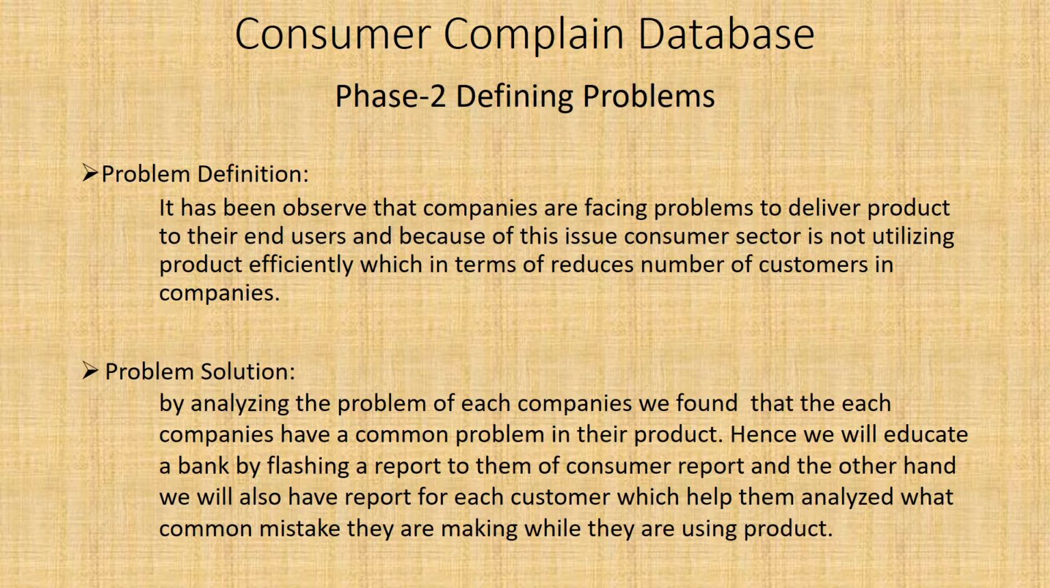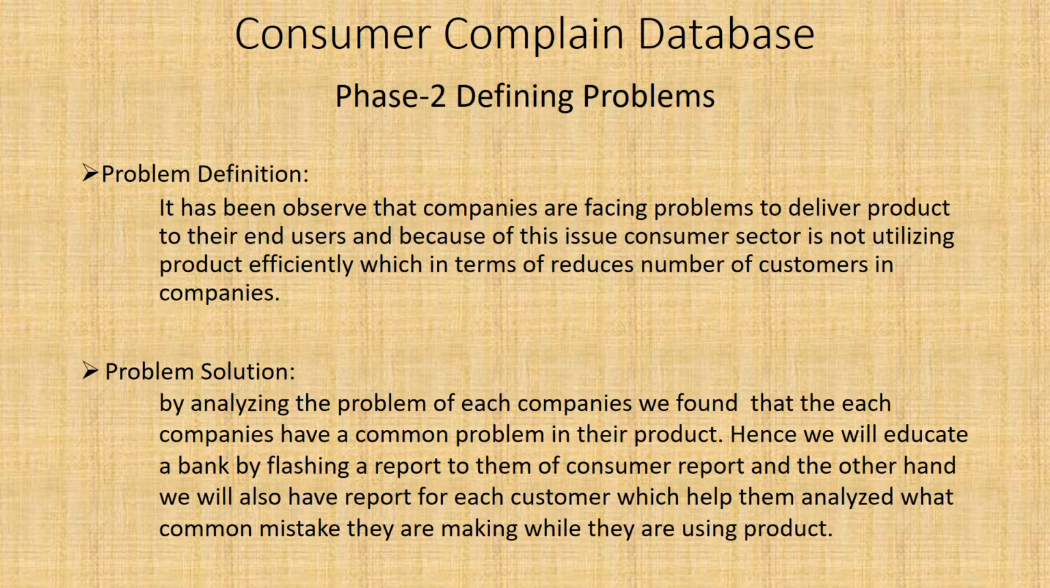This is phase 2, which is defining problems. My problem definition is like it has been observed that companies are facing problems to deliver product to their end users, and because of this issue, customer sector is not utilizing product efficiently, which in terms of reducing number of customer in companies. Just like in this technology scenario, companies are providing lots of service to the customers, but sometimes customers are not able to utilize all the resources or product of the companies, and while they are using these products, sometimes they are facing issue.